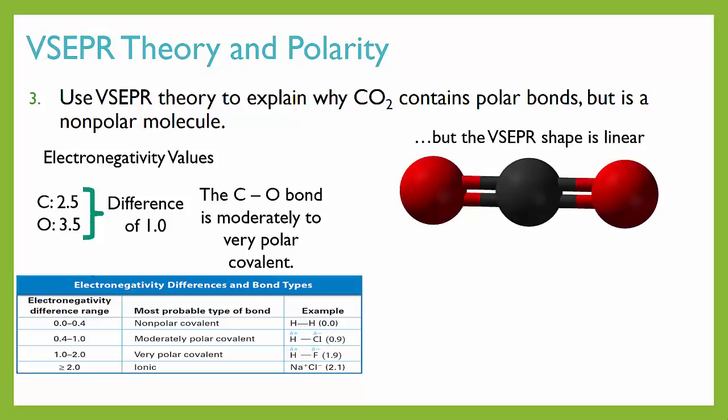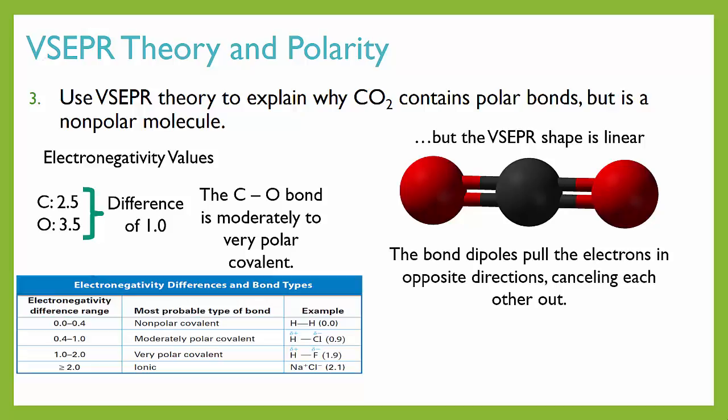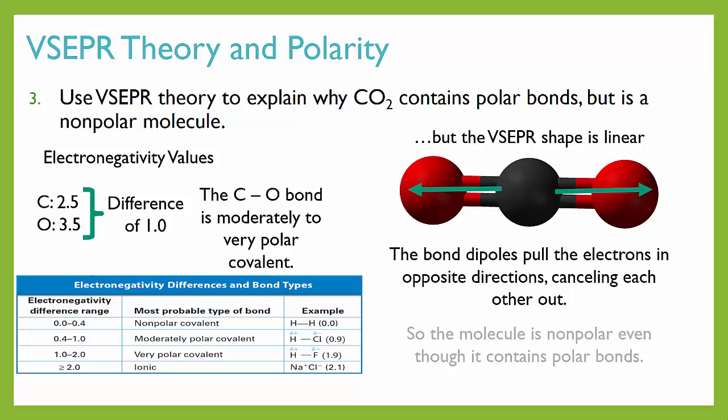If we look at the VSEPR shape for carbon dioxide, the shape is linear. What that means is that the bond dipoles are pulling those electrons in opposite directions. On one end, it's being pulled towards one oxygen, but on the other end of this linear molecule, it's being pulled in the opposite direction. Because those electrons are being pulled equally in those two opposite directions, those dipoles are going to cancel out. So this molecule is nonpolar, even though it contains polar bonds. In order for us to know that, we have to look at the shape of the molecule.